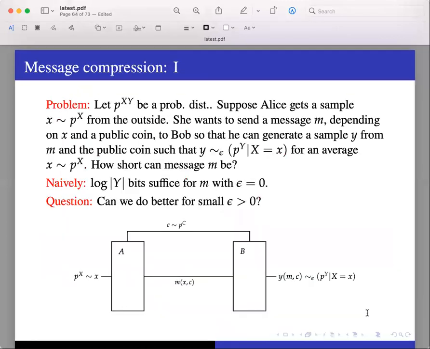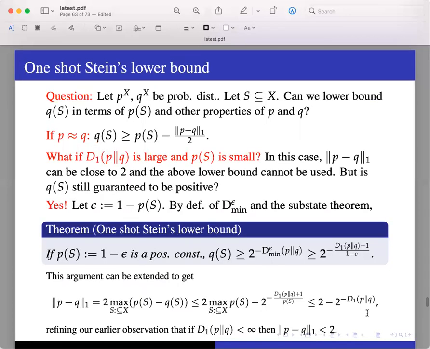So what is it that is being said here? That if one distribution is concentrated on some subset, and you're given the promise that D1 is not too small, then the other distribution cannot also be too small. Is that what is being said? Yeah, that is what is being said.